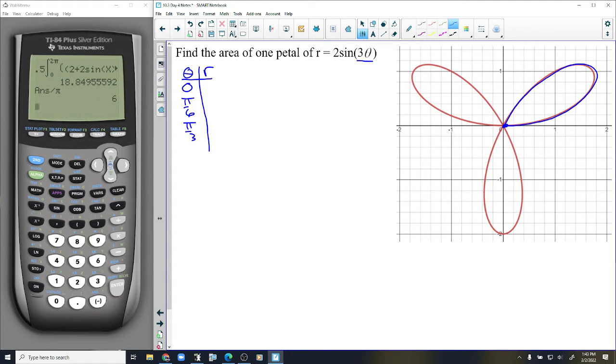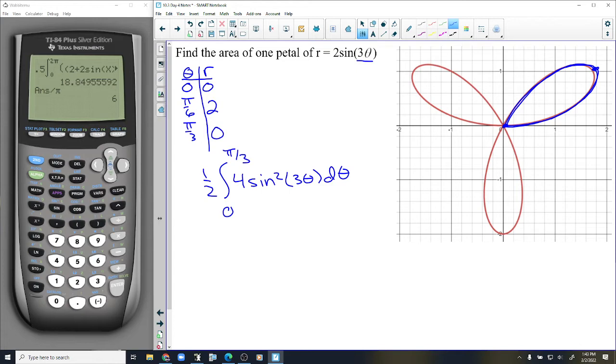Now, the sine of 0 is 0. The sine of pi over 2 is 1, so that's 2. And then the sine of pi is back to 0. So I got it. So at pi over 6, it's out here. And then pi over 3, we've completed 1. So we're going to integrate from 0 to pi over 3 of 1/2 of 4 sine squared of 3 theta d theta.